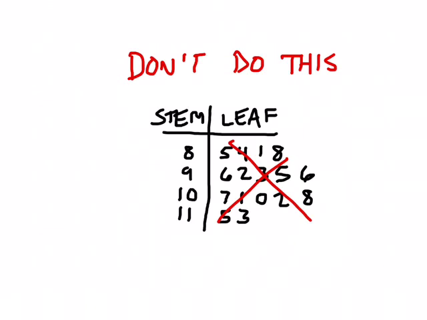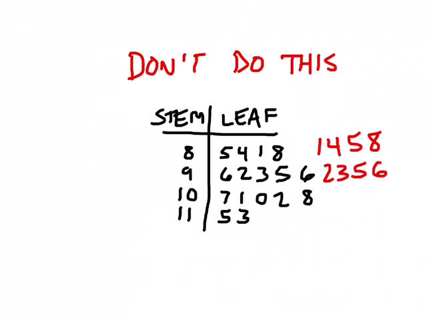Any good stem and leaf plot starts with the numbers in order, so this 81 right here is going to be my first set of data, so it should have been 1, 4, 5, 8 in the first row. Same thing on the second row. It should have been 2, 3, 5, 6, 6. Third row should have been 0, 1, 2, 7, 8, and the last row should be 3, 5.